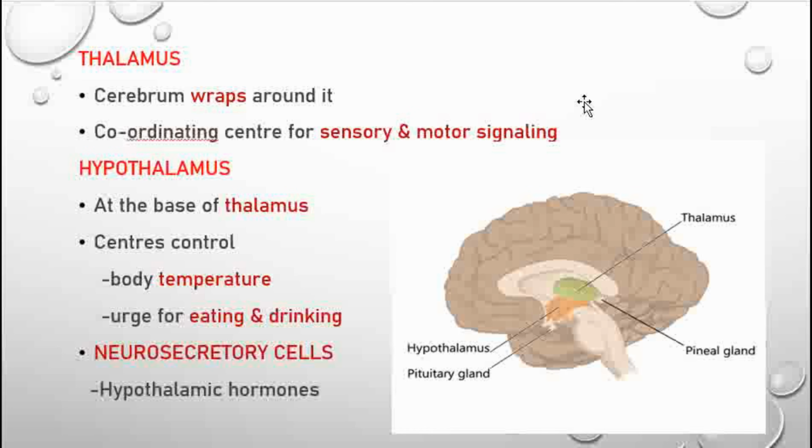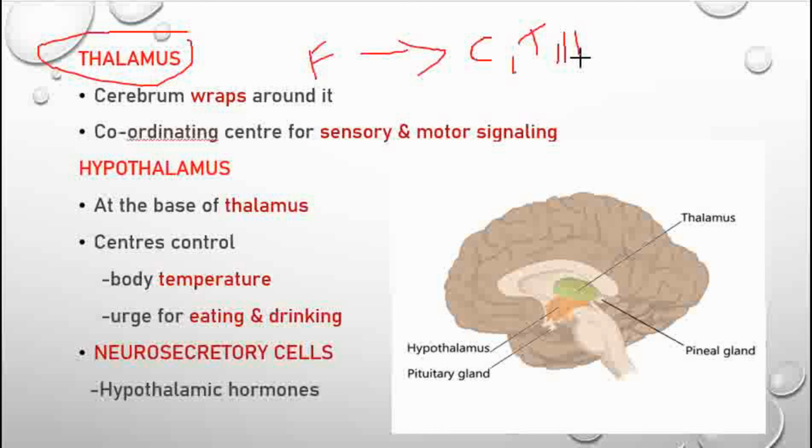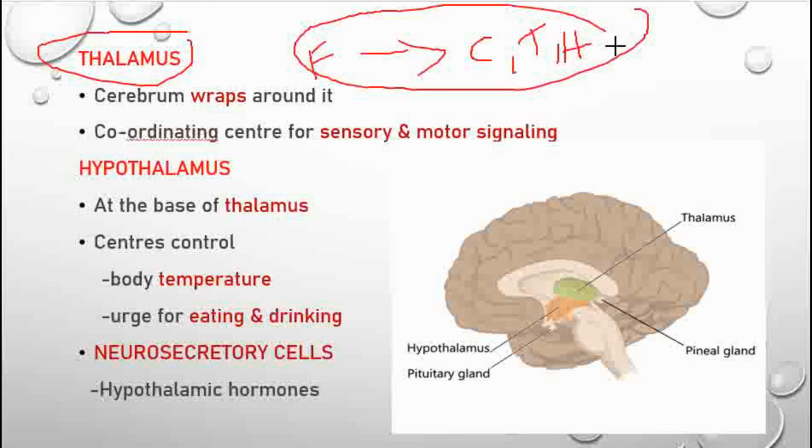So coming to thalamus. So what is a thalamus? So already we saw in the forebrain, the forebrain consists of the cerebrum, thalamus and the hypothalamus. This I already said. You can refer my previous video.